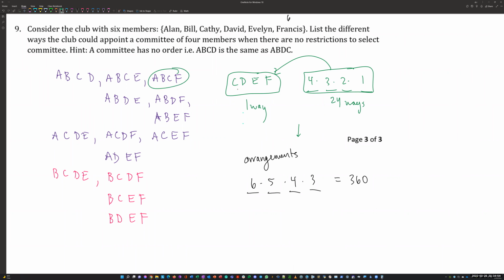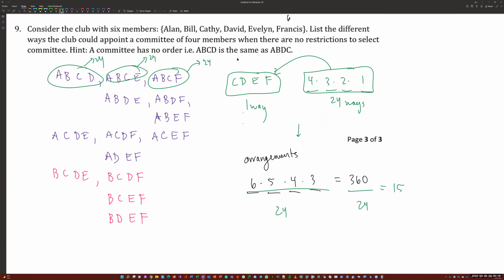Same thing with this one. There would be 24 ways to redo this one. We got to take this whole thing and divide by 24. Then you'll end up getting 15. Does that make sense? Mhm.